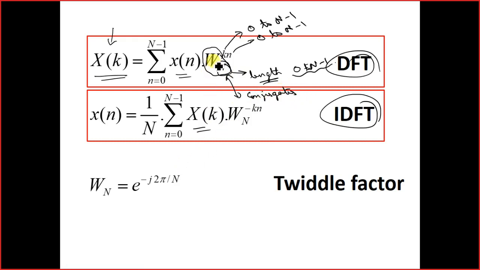Okay, and this W_N^{kn} is regarded as the Twiddle factor. So it is regarded as the Twiddle factor, and W_N^{kn}, if you have this one, it goes e to the power minus j 2 pi by N multiplied by kn. It becomes a multiplier on this factor, 2 pi by N multiplied by kn. Okay.